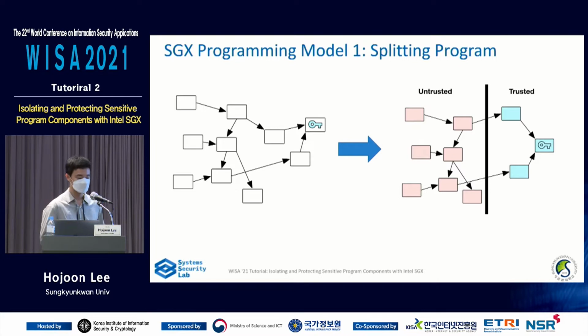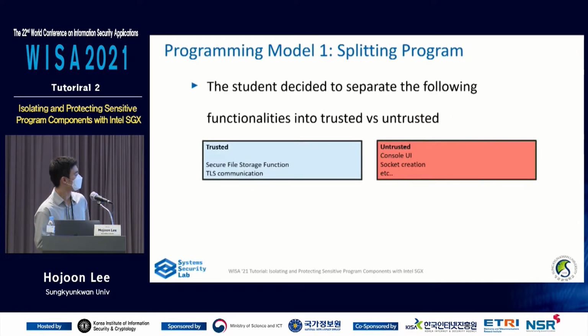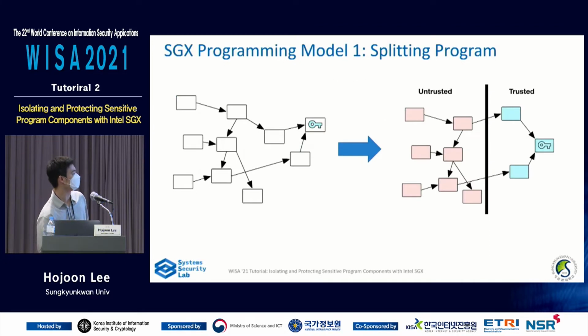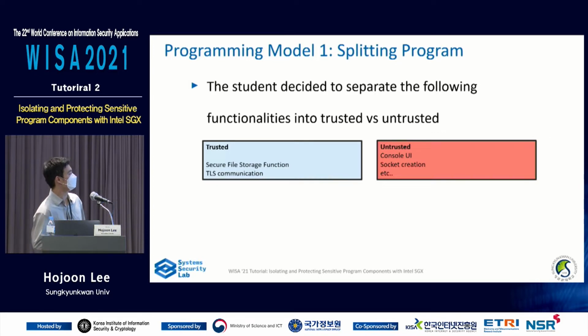So this example shows the simplest form of the SGX programming model. We call it simply splitting a program. Given a program, in this model it's up to the developer to identify what's the secret about this program and locate the functions that interact directly with the secret and separate them into an enclave. The student decided to separate the following functionalities into trusted and untrusted. As I explained, the secure file storage function went into SGX for obvious reasons, and TLS communication also.